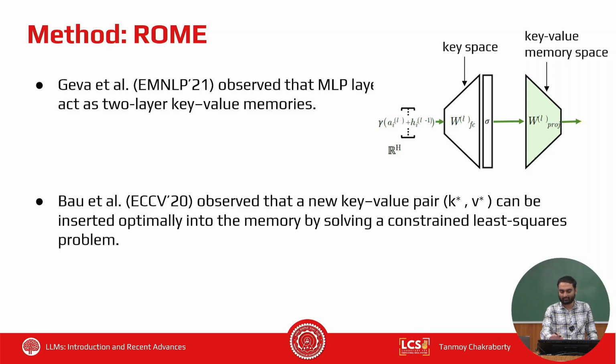Now let's look at this again, the multi-layer, this MLP layer. I already mentioned MLP layer is basically a key value associative memory. There are two components, W_fc and W projection, right? The output of W_fc is here, this is the key. This key will be multiplied with the projection, and then it will output a value, right?